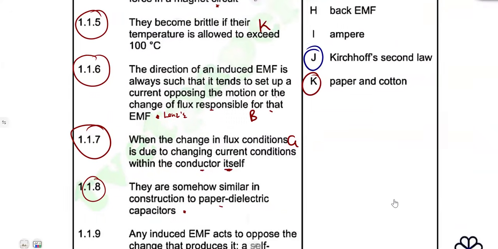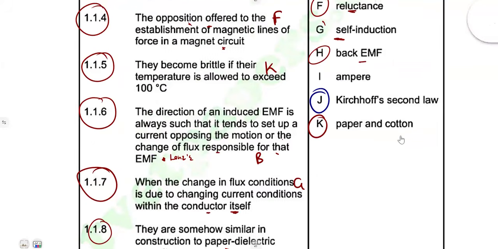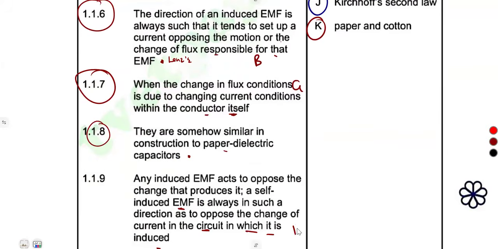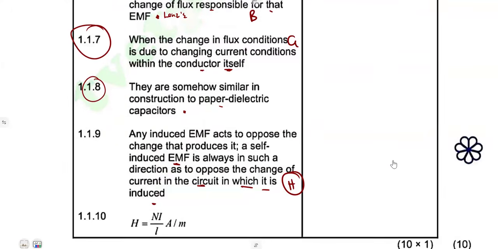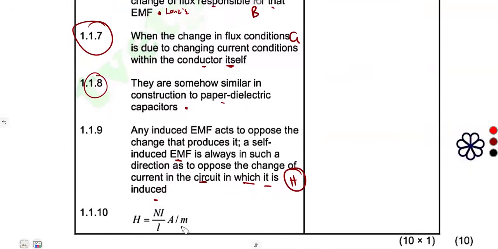All right, the back EMF, do we have that? Yes, back EMF, we have it, which is H. So the best answer was going to be H. Then we have 1.110. H is equal to the MMF over the length, Ni over length.